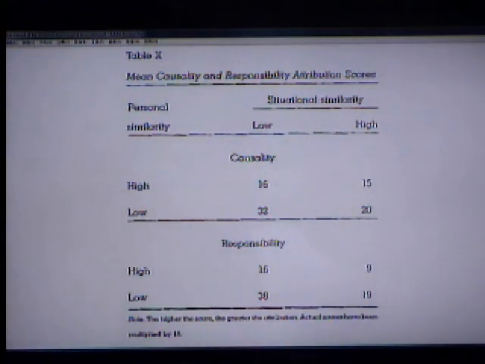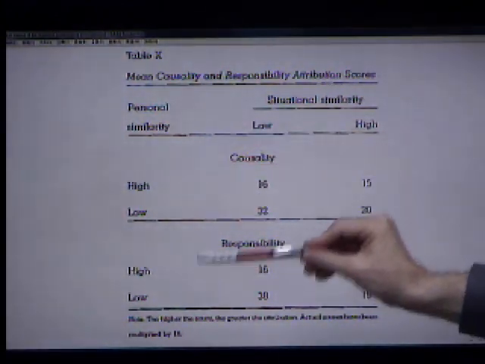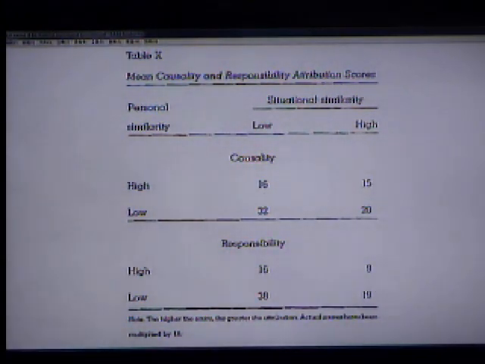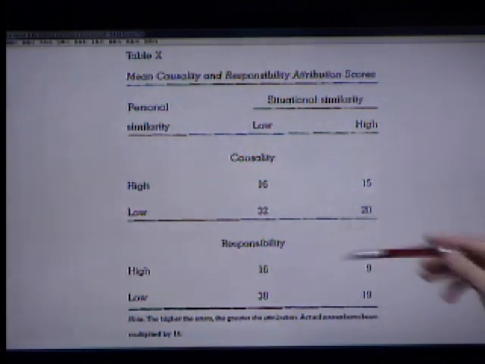Again, how did we make low, high? We made it by just dividing up the group somehow, right? Maybe some cutoff point. And then personality similarity, how did we make low, high? Again, some measure, and we just cut off, say here is high, here is low. Okay? And then here we have our numbers.